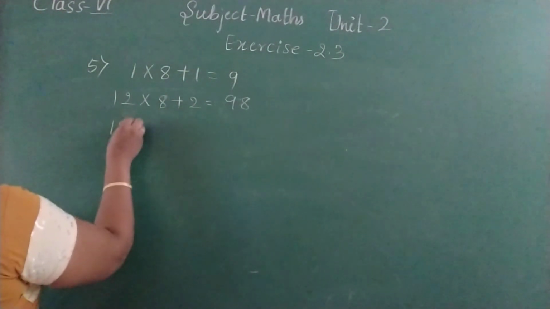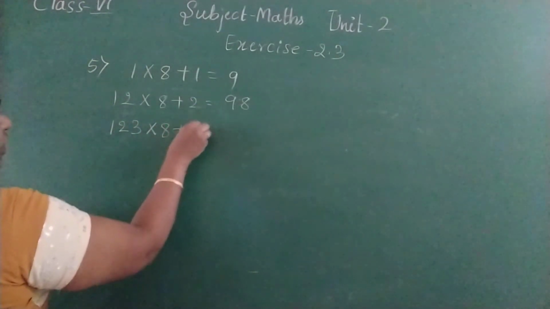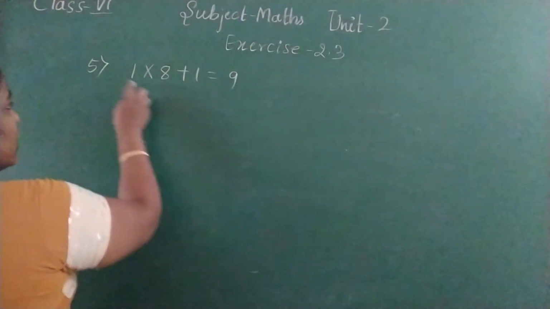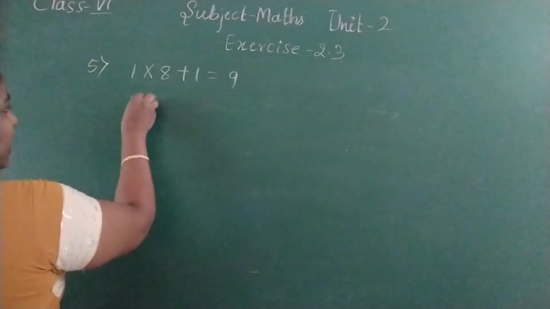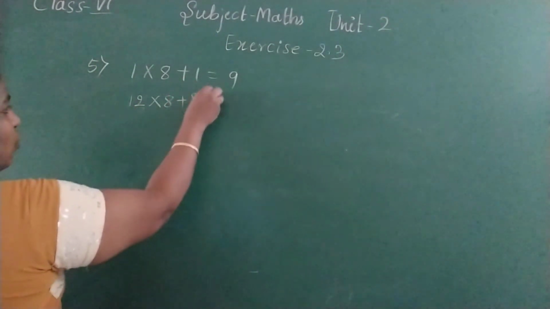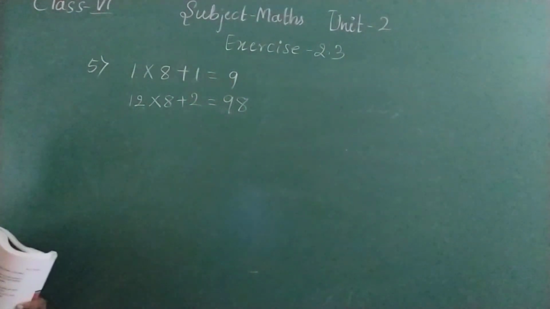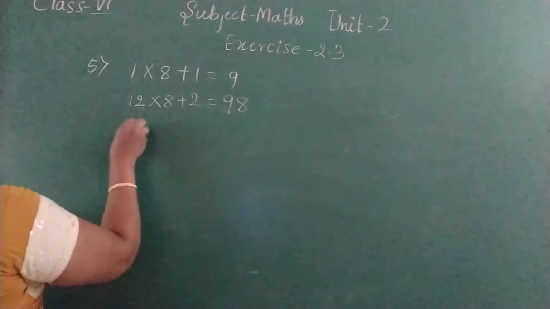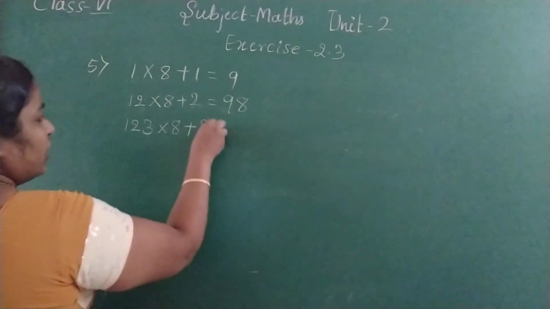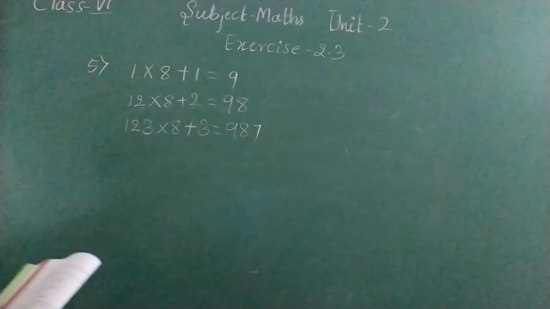Now 1, 2, 3 into 8 plus 3. Yes? Just see once again, I will show you. Here 1, now I will take 12, 1 after 2, then 8 plus 1 after 2. What will be the answer? 9 and 8, decreasing order. Next 1, 2, 3 into 8 plus 3, I will take. So the answer will be 9, 8, 7.